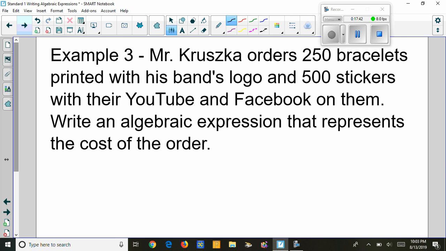So, let's take a look. Let's start off with looking for the important numbers. So, Mr. Kruska ordered 250 bracelets. You will notice I am circling the unit with it, because that's going to come into play. Next, we have 500 stickers.